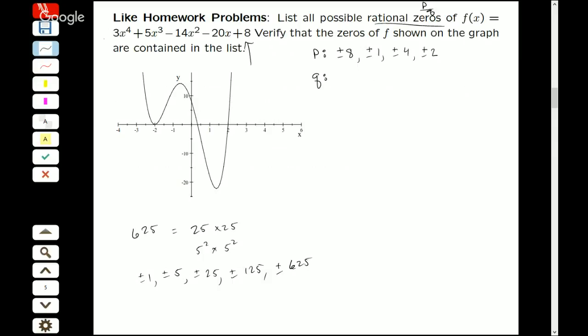Okay, so look at Q. Q is all the factors of 3. What are they? 1 and 3. We like prime numbers. They are your friend here.